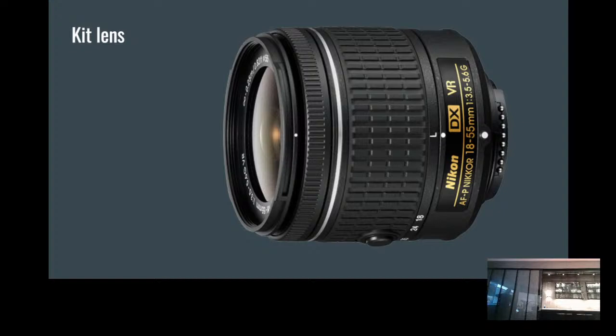This lens then has a variable aperture. The variable aperture is that top number that says 3.5 to 5.6 G. And what that's basically meaning is that at 18, you get a 3.5 aperture, and then as you zoom into 55, it's not going to give you 3.5 anymore, it's going to then change to 5.6.